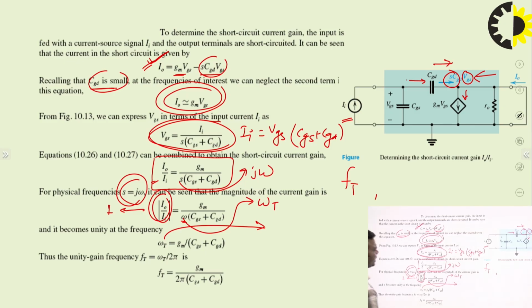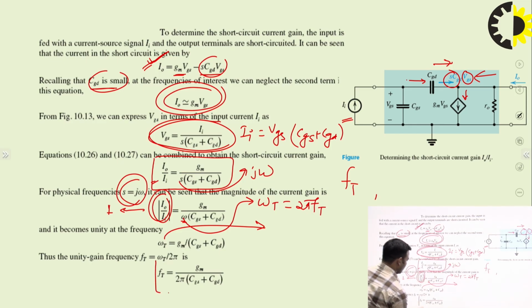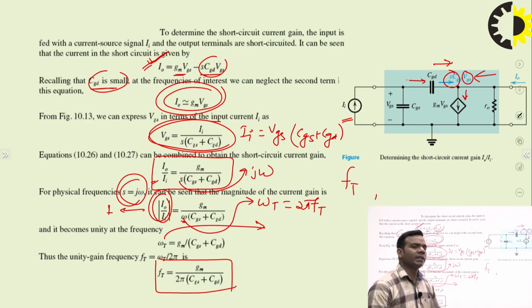And omega T is equal to 2 pi fT. So you can easily find that fT is equal to gm upon 2 pi (CGS plus CGD). In this way, you can easily derive an expression for the unity gain frequency.